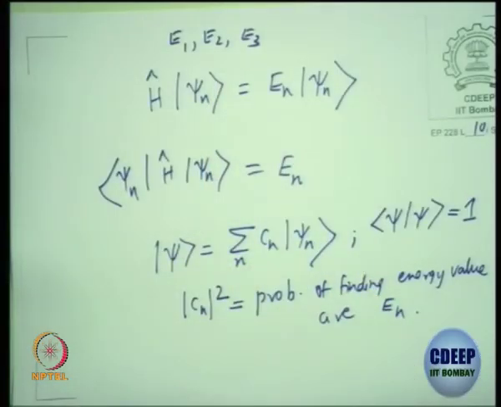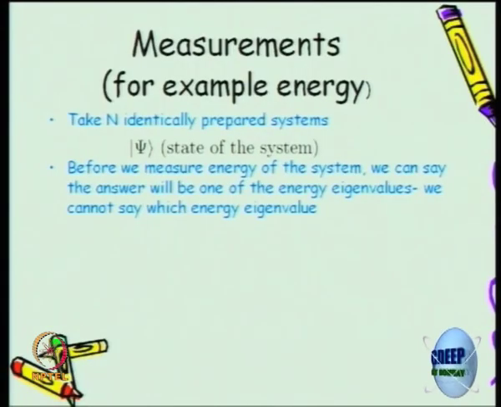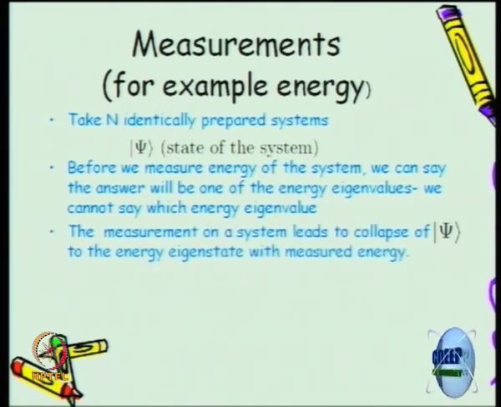So a measurement by an observer on a state psi will make it go into one of the stationary states. This is what we call the collapse of the wave function, and you will have an energy which you cannot predict, but it will be one amongst that set of stationary eigenvalues. So if you take n identically prepared systems, psi is the state of the system. Before we measure the energy, we can only say it will be one of the set of allowed energy eigenvalues. We cannot say which one. Once you do a measurement, the state collapses to one of the energy eigenstates.